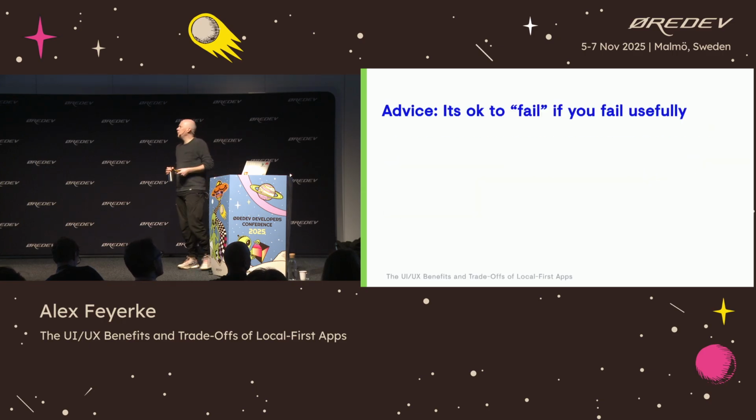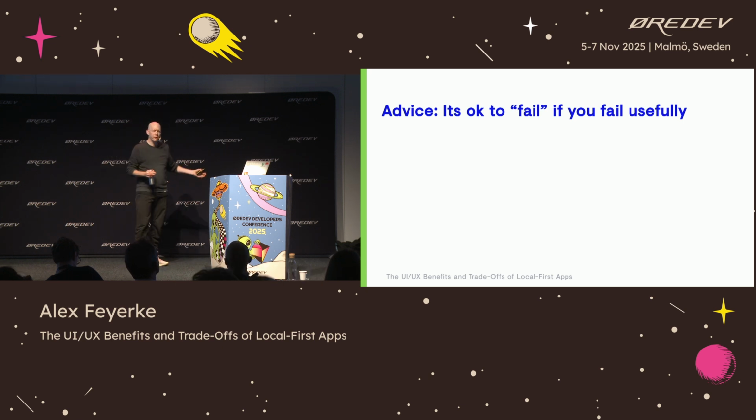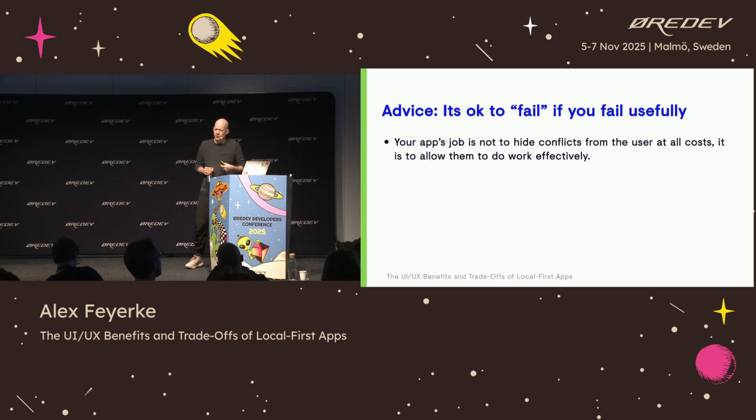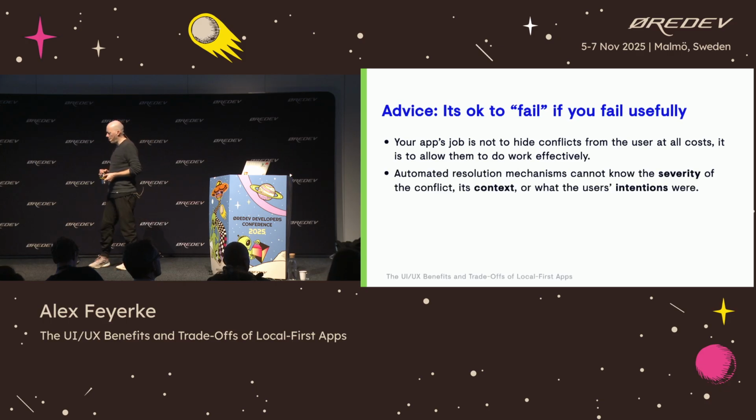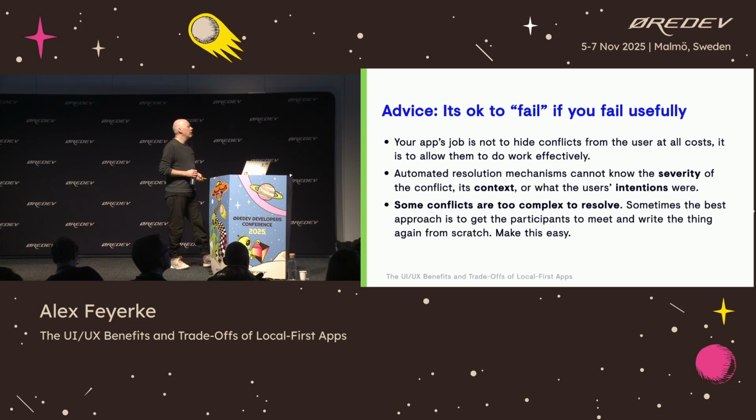And it's okay to fail if you fail usefully. And by fail, I mean fail to resolve all conflicts automatically. It's not your app's job to hide conflicts, right? It's to allow users to do work. And automated solutions cannot know the severity of a conflict, the context, or what the user's intentions were. And some things are just too complicated to resolve.